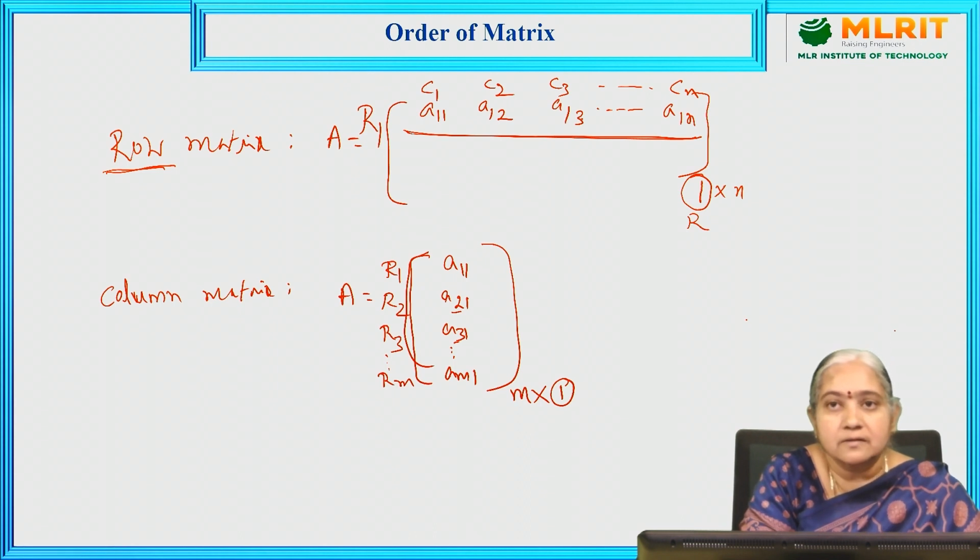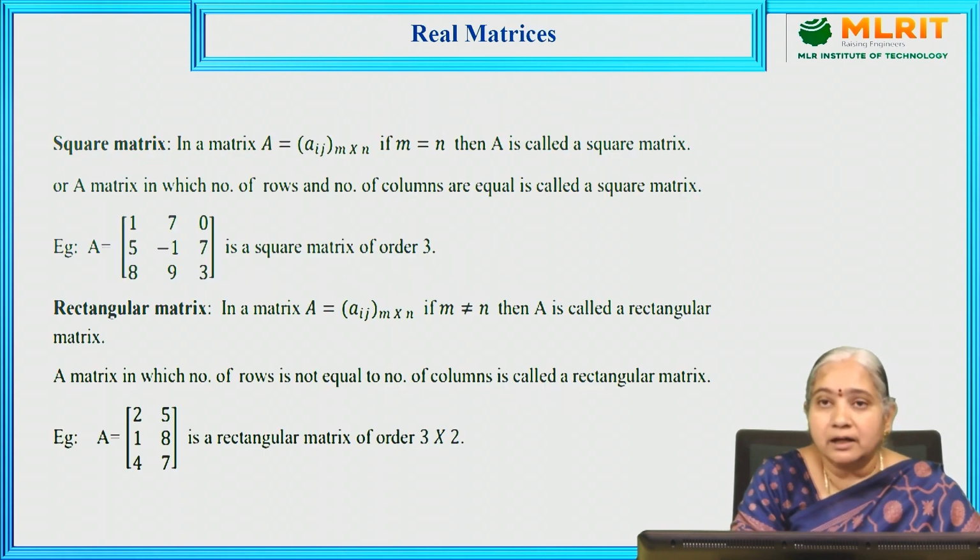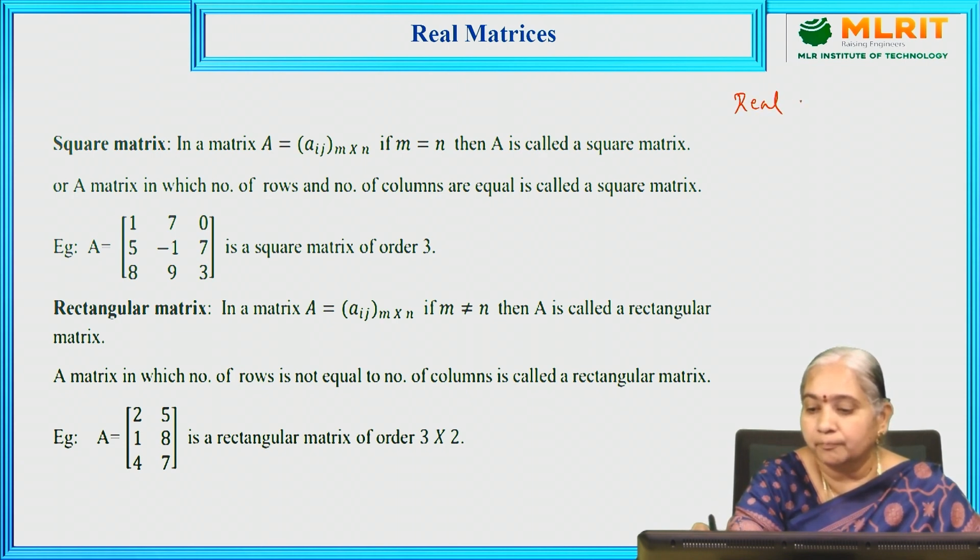Whether it is a square matrix, rectangular matrix, row matrix or column matrix, all these matrices we define depending on the order of the matrix. In matrices, we have various types, that is real matrices and complex matrices.